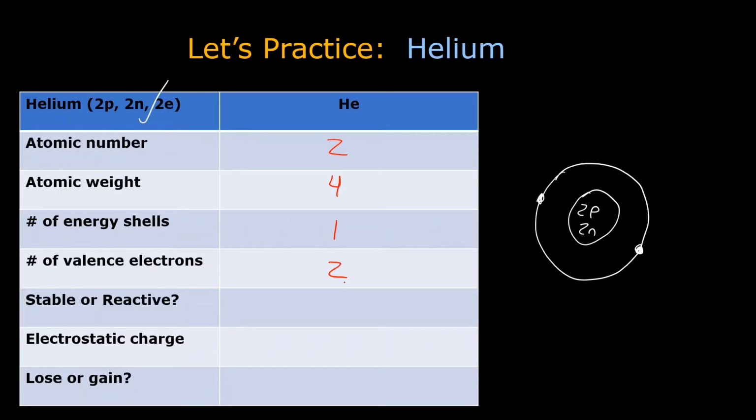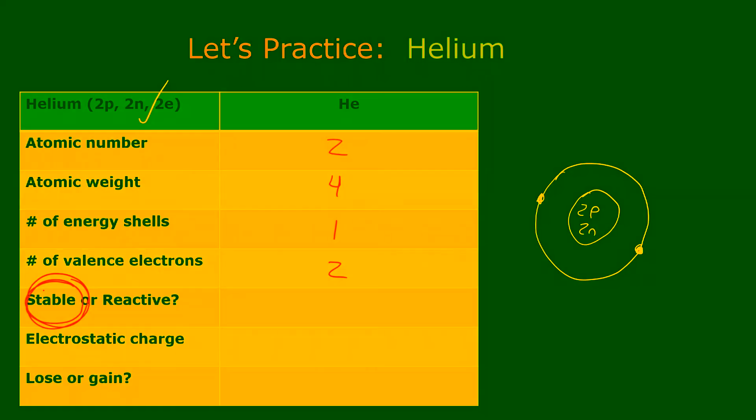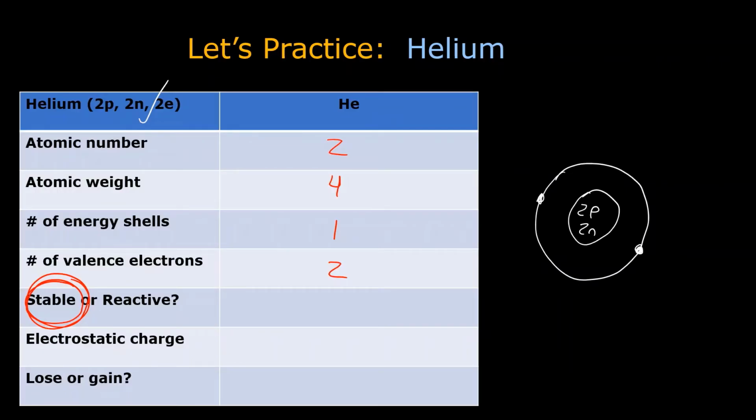Is this atom stable or reactive? Well, how do we know? Well, we look to see if the valence is full. In this case, the valence is full, so this is stable. It does not react because its valence is already filled. Electrostatic charge? Well, we don't have more than 4 or less than 4. We're not even going to get into that with this one. And then is it going to lose or gain? Well, it's not going to do either because it's stable.